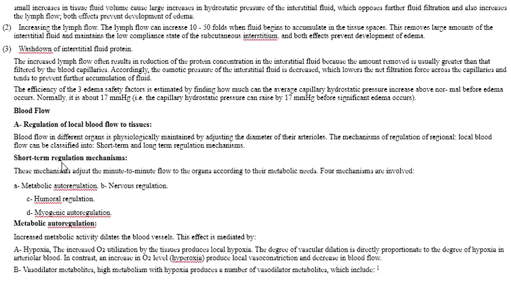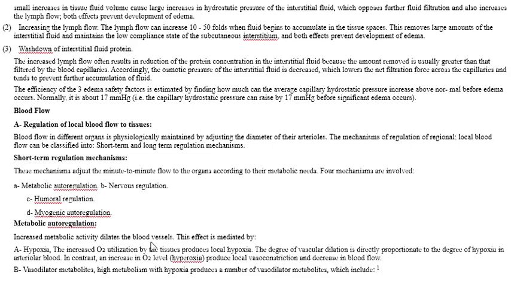So there is short-term regulation. This mechanism adjusts the minute to minute flow to the organs according to the metabolic need. Short-term regulation includes A, metabolic autoregulation, and B, nervous regulation, and also the third one, humoral regulation and myogenic regulation. You could read about the humoral and myogenic regulation related to the local area.